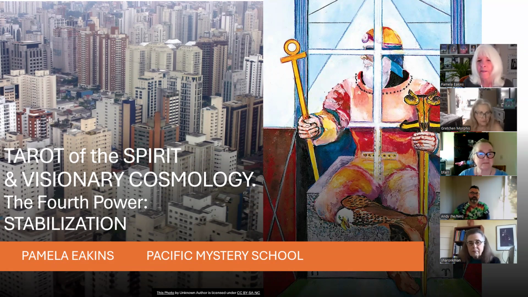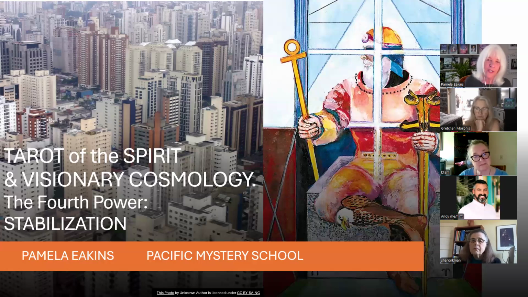Tarot of the Spirit and Visionary Cosmology course. So here we go into number 4, which is how the universe stabilizes itself, and it relates to the 4 tarot cards of the 4s and also the Emperor, and we'll see how it relates to death as well.